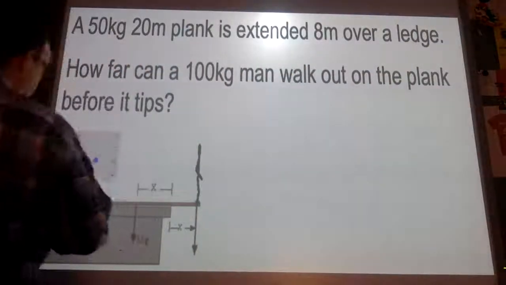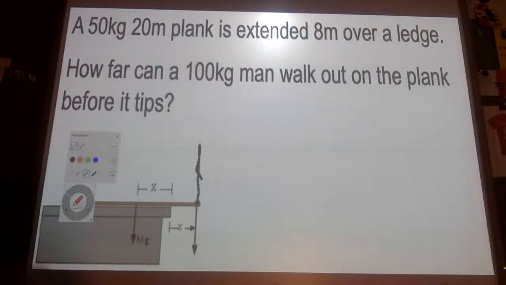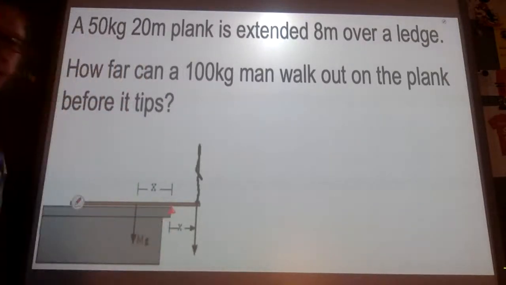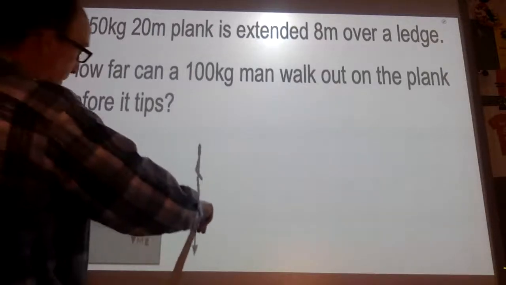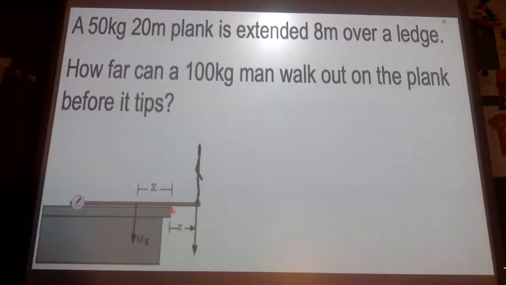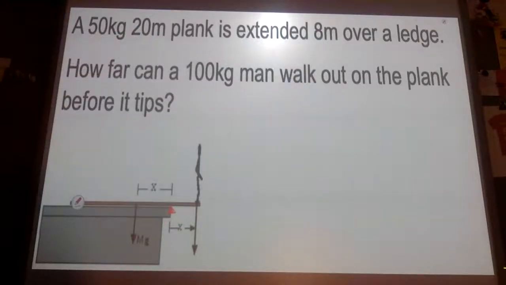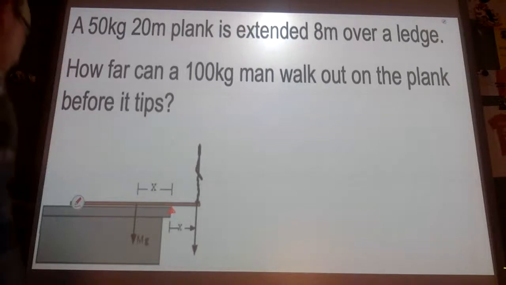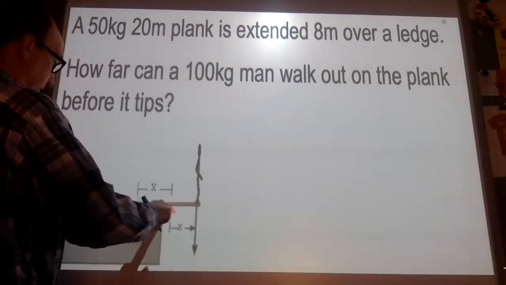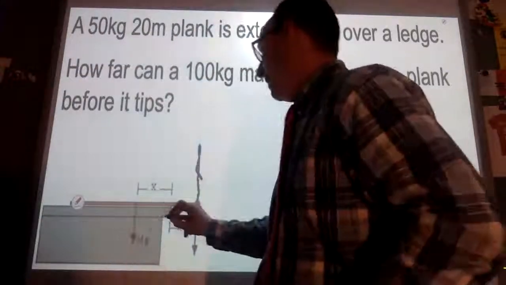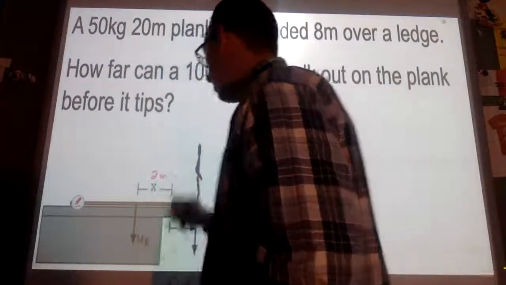I need to determine my fulcrum. And in this case, I would say my fulcrum is where the board meets the edge of the ledge. So if he gets too far, this is going to go that way. I know that for a 20 meter plank, I can consider all of the mass to be at 10 meters. So there's 12 meters of it before there. And so that means that the weight is here. And this distance would be 2 meters.